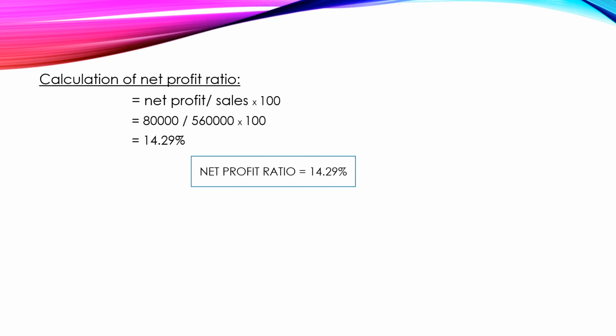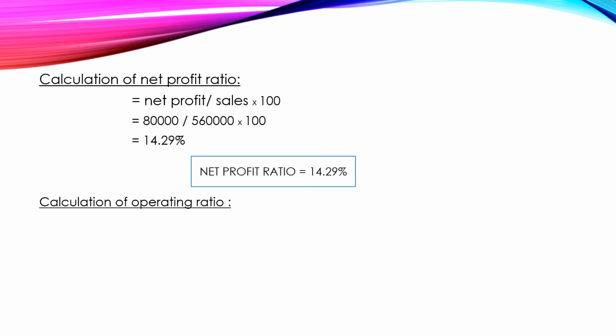Next, we are going to find the net profit ratio. Calculation of net profit ratio is equal to net profit divided by sales into 100. Net profit value is 80,000 divided by sales 5,60,000 into 100, which is equal to 14.29%. Therefore, net profit ratio is equal to 14.29%.